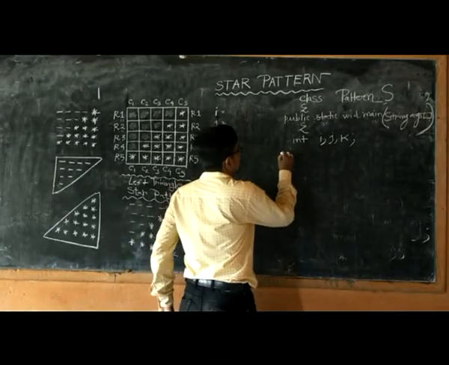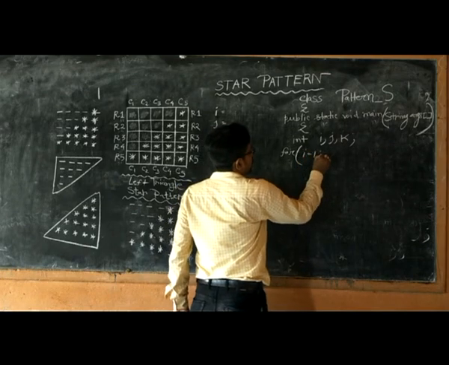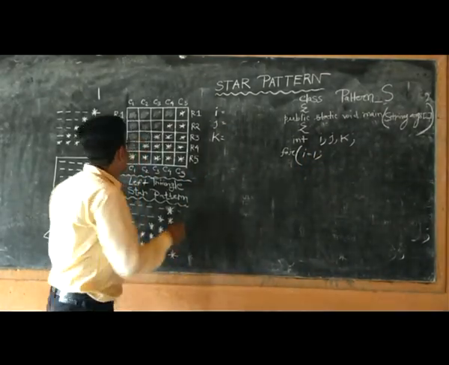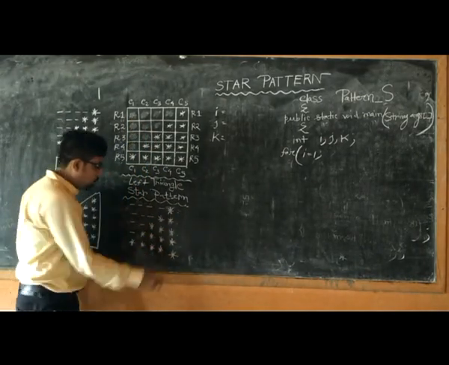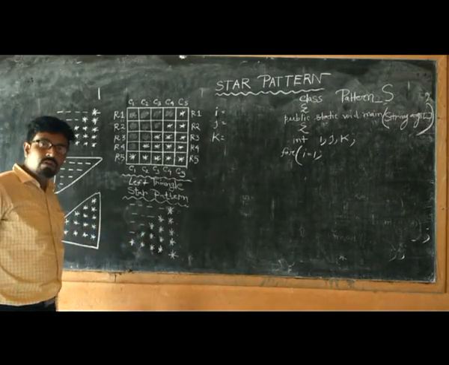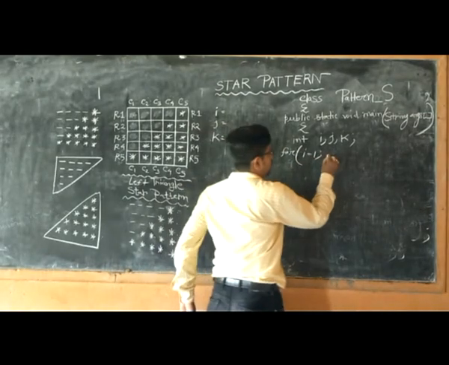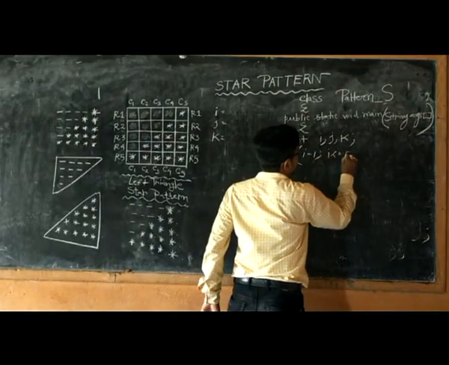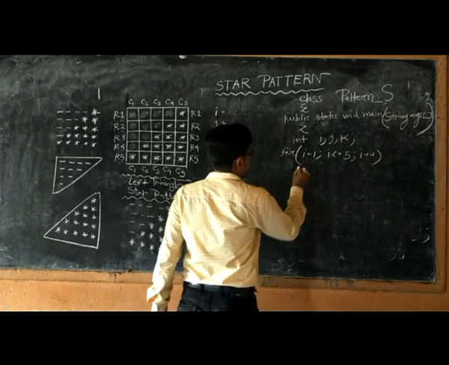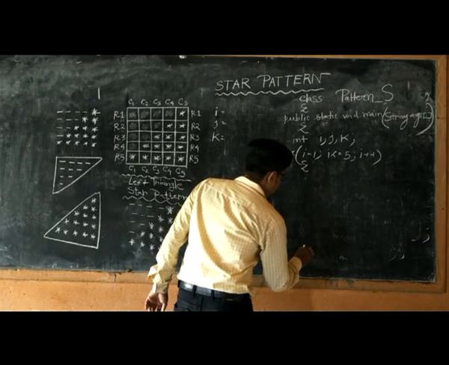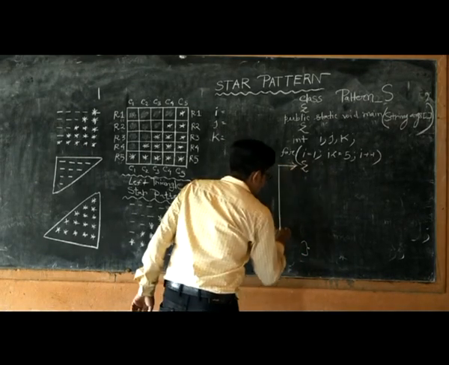Now students, see. for I equal to 1 semicolon. How many rows are there, students? 1, 2, 3, 4, 5. 5 rows are there. Look here, 5 rows. We need to print 5 rows first. I equal to 1, I less than equal to 5, semicolon, I plus plus. Now, second bracket open. Here I close the for loop I.